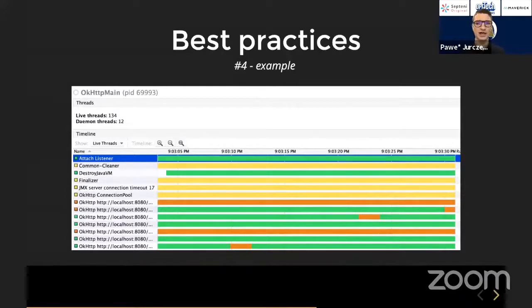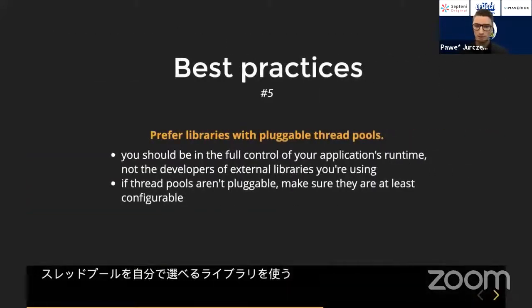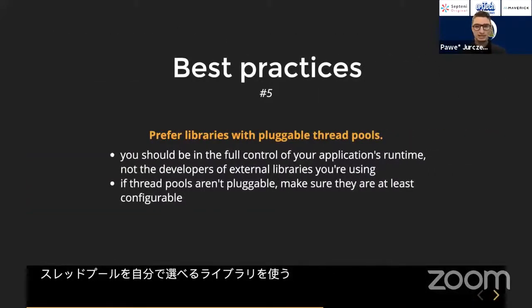You should know how your application will behave when bad things start to happen. The next practice is basically the result of the previous one. If you are using some external library and that library creates thread pools or requires thread pools for its runtime, then you should in general prefer libraries that allow you to plug your own thread pools into the runtime of that application.